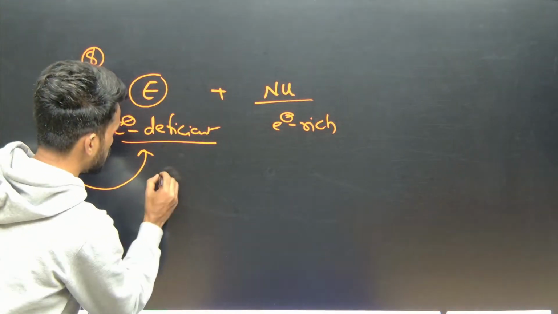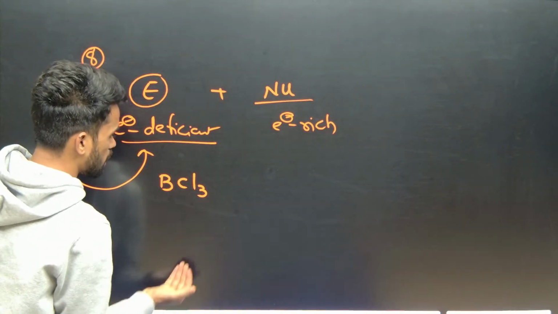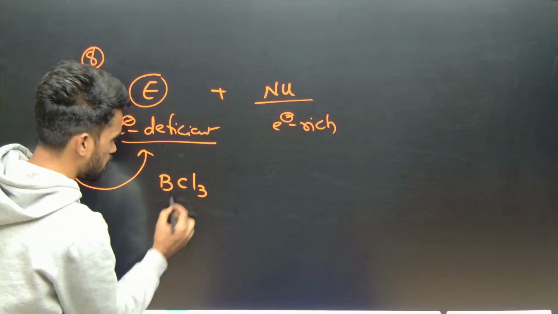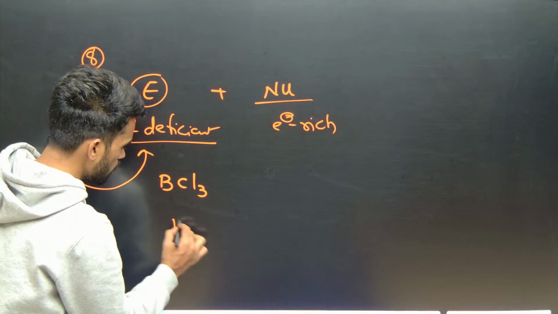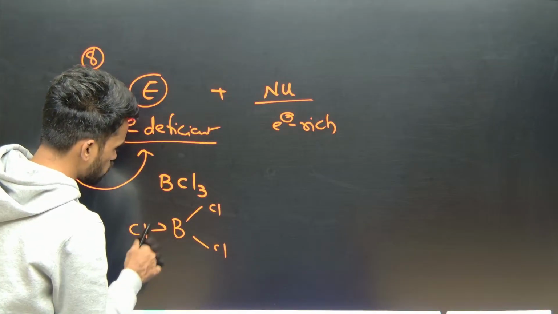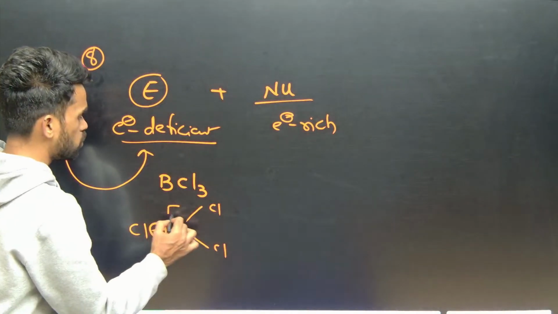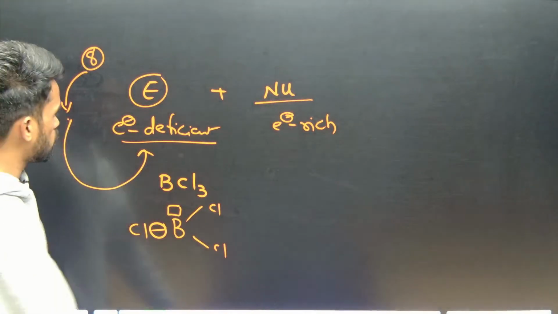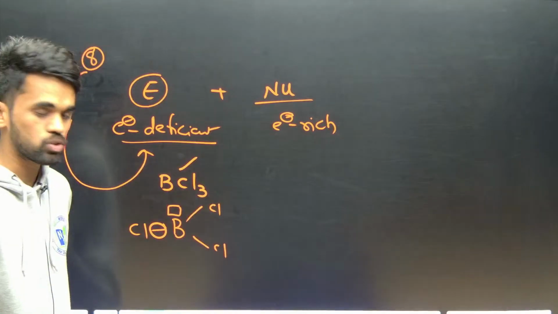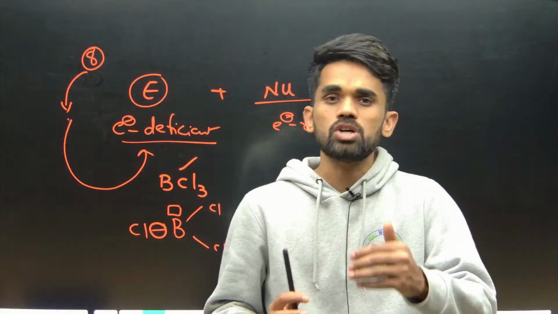For example, here I am writing BCl3. How many electrons are there? Or BH3 or BF3 or anything you take here. Boron, the central atom, has 6 electrons. Check here how many there are: 2, 4, 6. So totally only 6 electrons are there around this boron, with a vacant orbital. So BCl3 is an example of an electrophile. Like this we have neutral electrophiles and positively charged electrophiles.